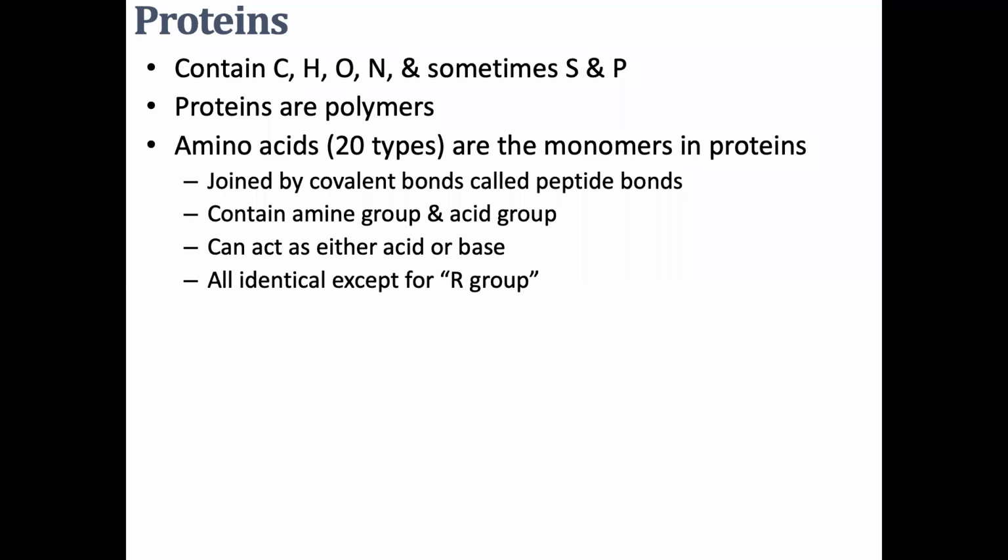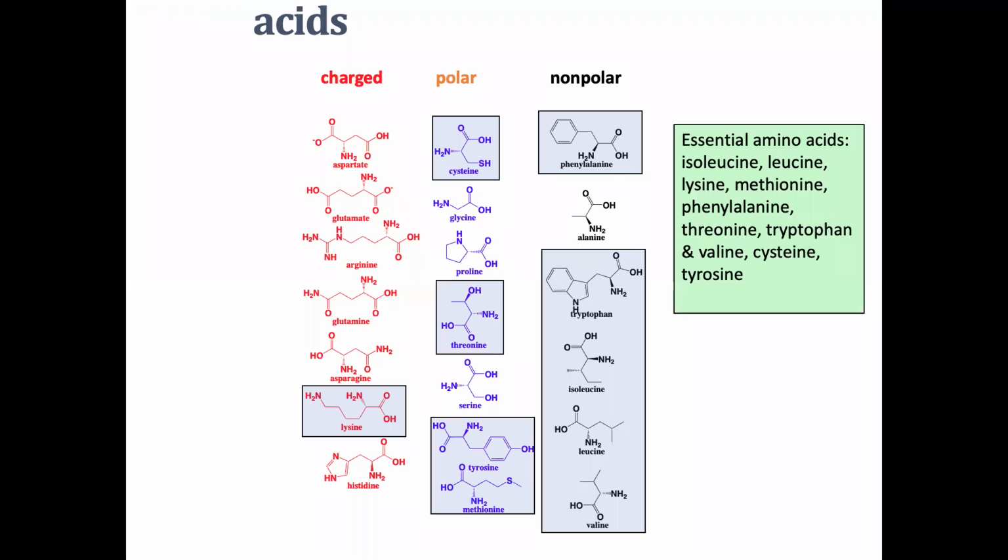And then there's an R group that comes off of the middle carbon that can be any of a collection of several different atoms, and you can see them here. These are all the amino acids. And again, they fall into three groups based on the properties of the R group.